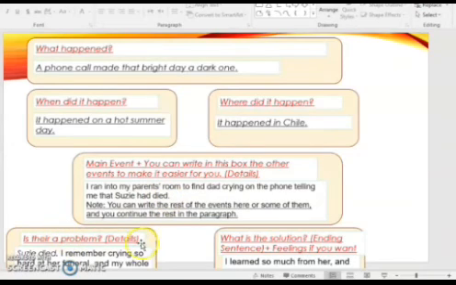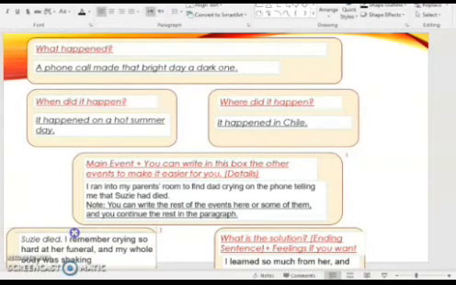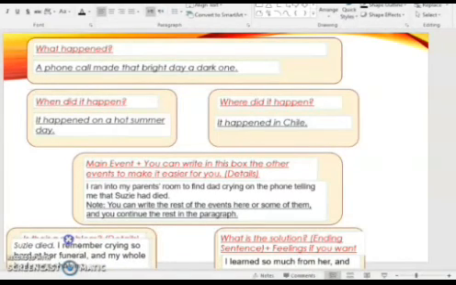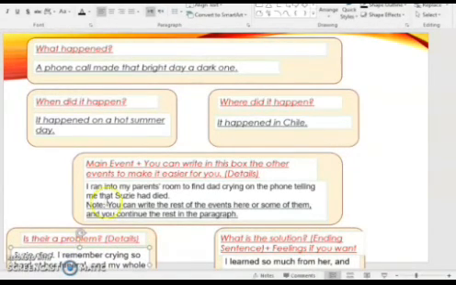Now, is there a problem? Yes, there is a problem. Susie died. I remember crying so hard at her funeral and my whole body was shaking. So the problem and the main event or the rest of the events are all in the supporting details in the body. Now we move to the ending sentence.